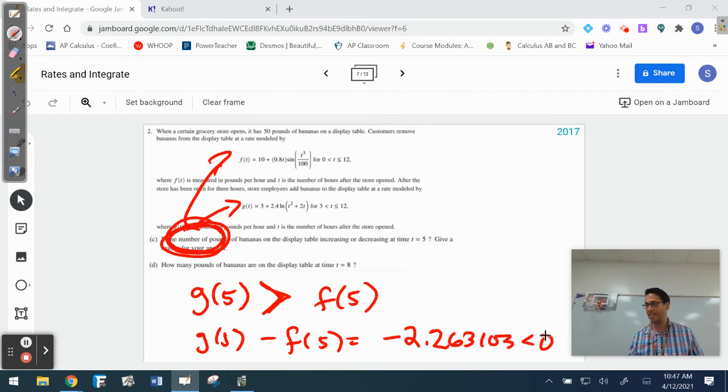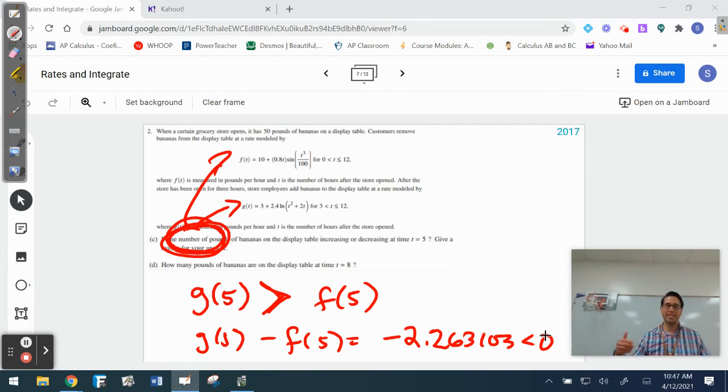2.263103, which is less than 0. So what would that mean? Well, that would mean the number of pounds of bananas. Remember, that's what we're talking about, right? The number of pounds of bananas. And when I look at their rates, they tell me if they're increasing or decreasing. And when I compare the two, okay, the number of pounds of bananas is decreasing. Okay, it's decreasing at that time.